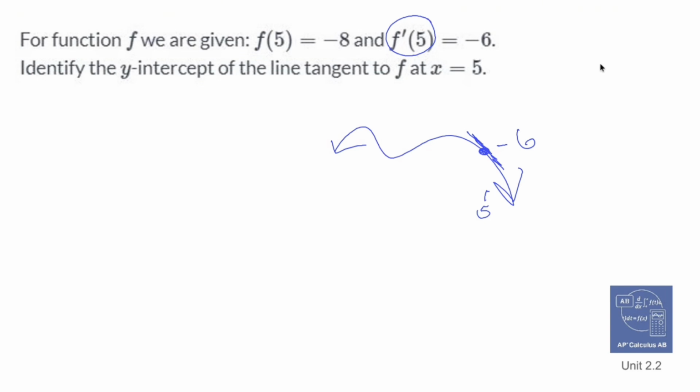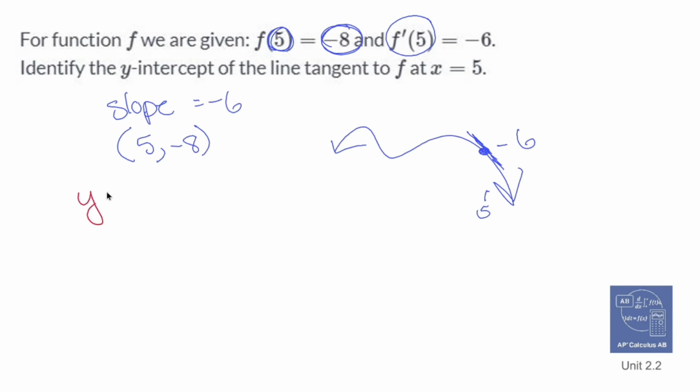Now, what we also know is that at this moment right here, the slope is negative 6, but the point 5 also has a y-coordinate of negative 8. So we have a slope of -6, and also this right here is telling us that we have a point of (5, -8). My job is to identify the y-intercept of the line tangent to that. So what I'm going to do is build a slope-intercept form equation for the tangent line, and from there I'll be able to identify the y-intercept.